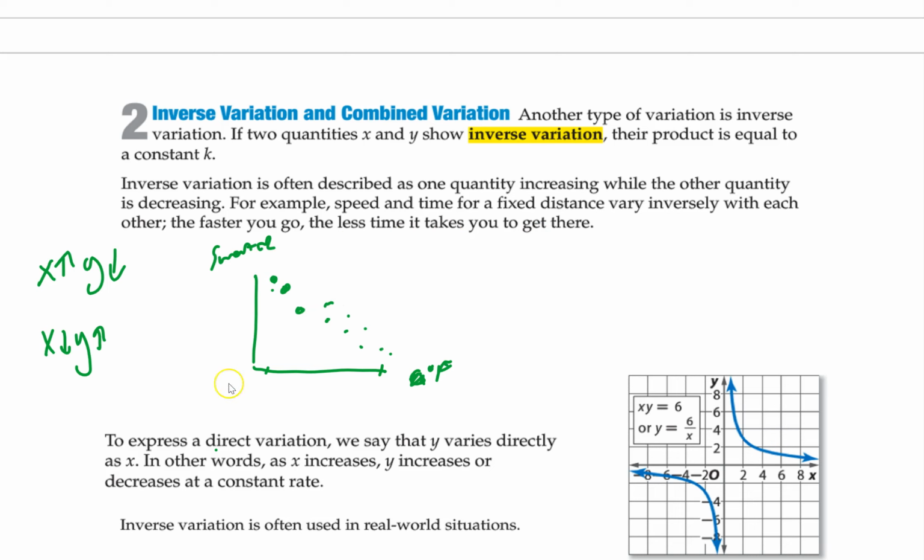That's an inverse variation. As temperature goes down, the demand for winter clothes goes down. As temperature goes up, winter clothes goes down, is what I meant to say. So that's the idea there.